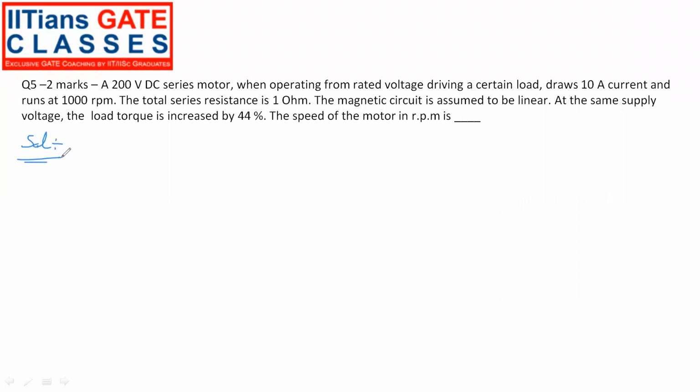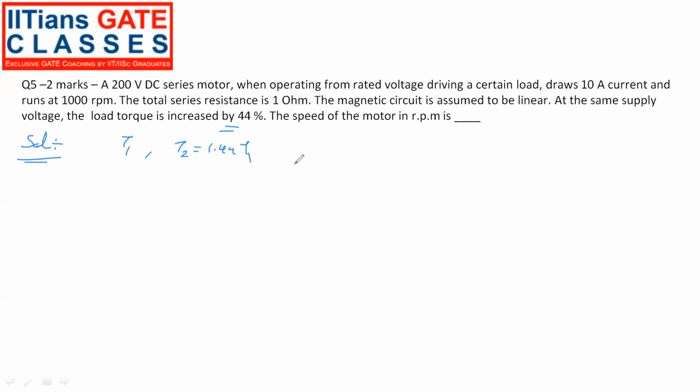The total series resistance is 1 ohm. The magnetic circuit is assumed to be linear. At the same supply voltage, if the load torque is increased by 44 percent, they are asking us to find the speed of the motor in rpm. Let's say the initial torque is T1. Since the torque is increased by 44%, T2 will be 1.44 times T1.